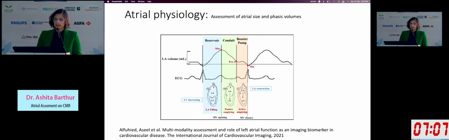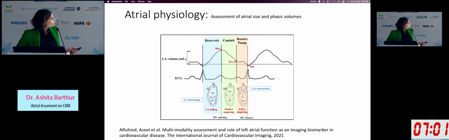So let's understand a little bit about atrial physiology before going into the importance of detecting these volumes. On the top, you can see the animation of LA volumes. The figure shows the ECG and what happens. So what happens is it's divided into three. That's the reservoir phase, the conduit phase, and the booster pump phase.